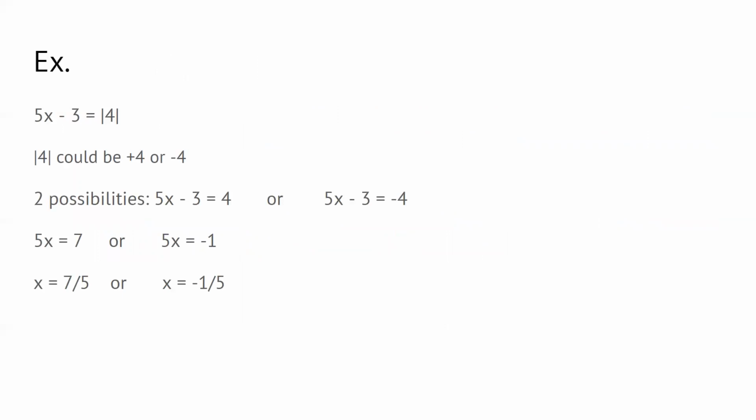So here's an example. We have the absolute value of 5x minus 3 equals 4. So the absolute value of 4 could mean either positive 4 or negative 4. So the two possibilities for the equations are 5x minus 3 equals 4 or 5x minus 3 equals -4. So we would solve both of them. So we would get 5x equals 7 or 5x equals -1, which means x is either 7/5 or -1/5.